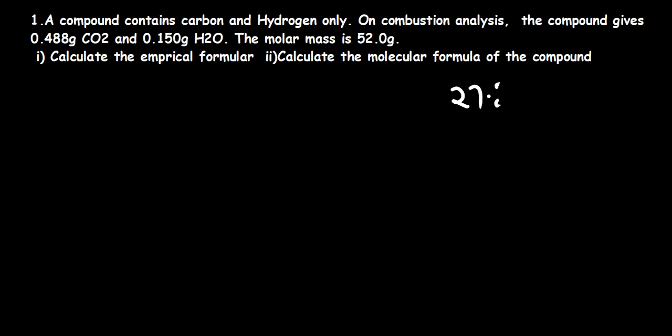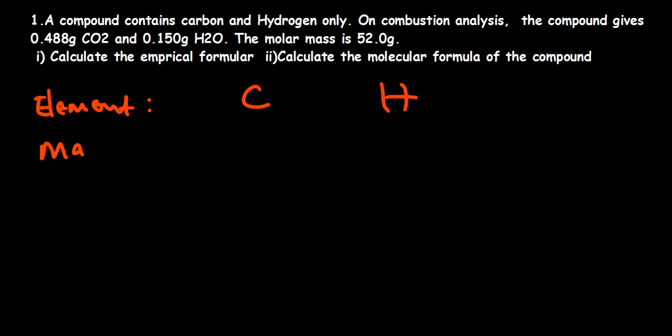Okay, we said we always arrange it in this form. We start with element there, so we are finding the empirical formula here. So element, we are going to say I have carbon and hydrogen. Then we say masses. So the masses that we are from finding, we are going to put them here. We found the mass of carbon to be 0.133, and the mass of hydrogen we found to be 0.0168.